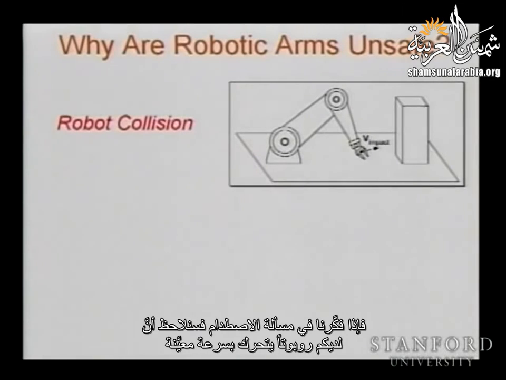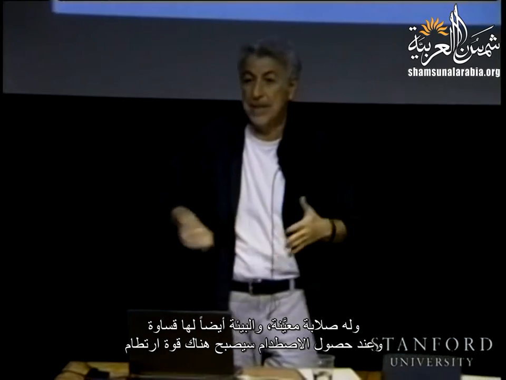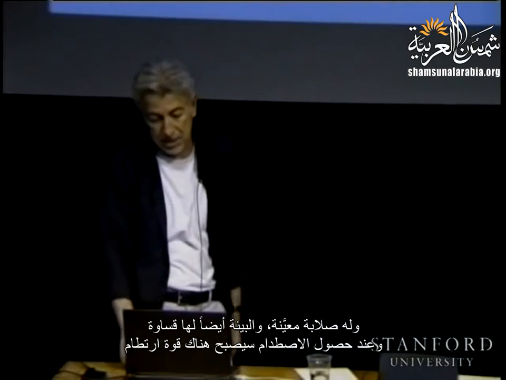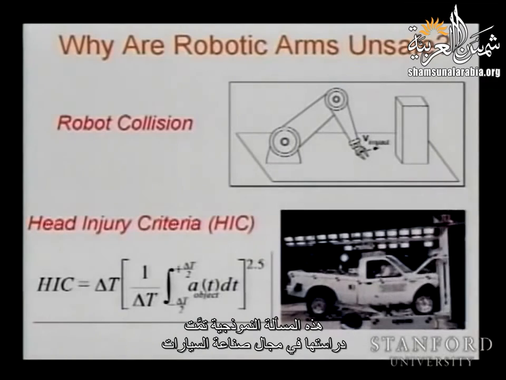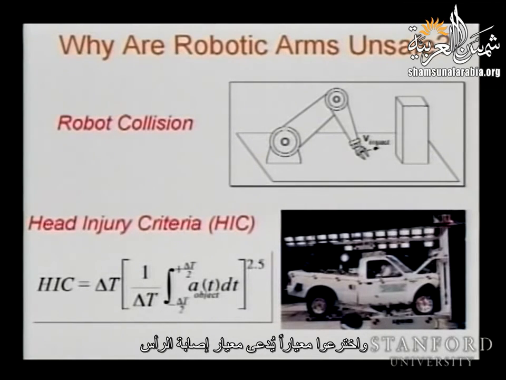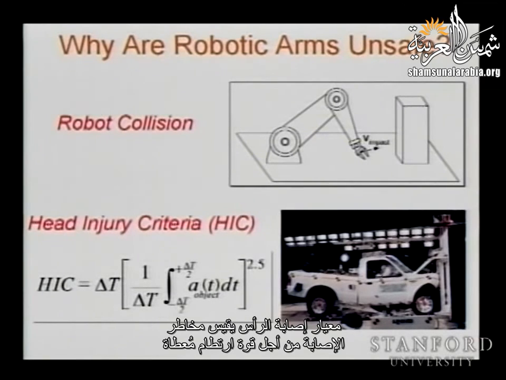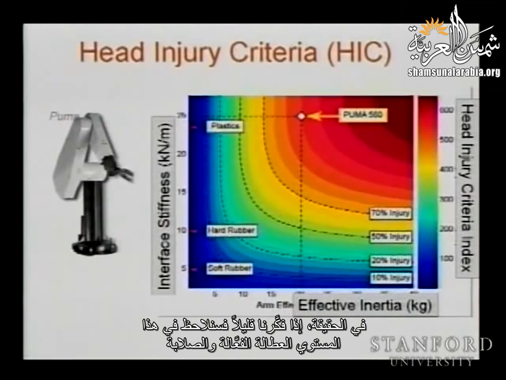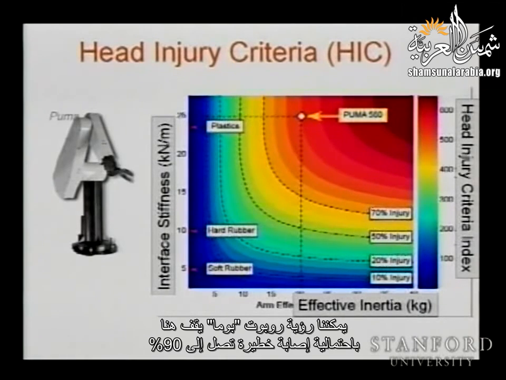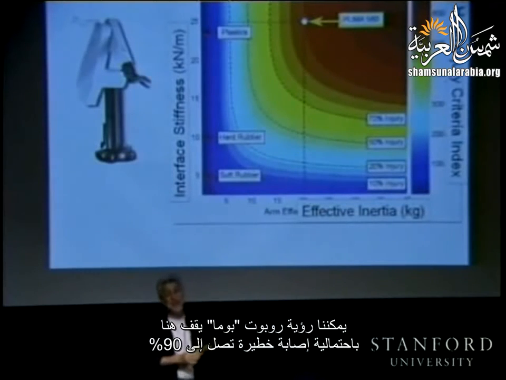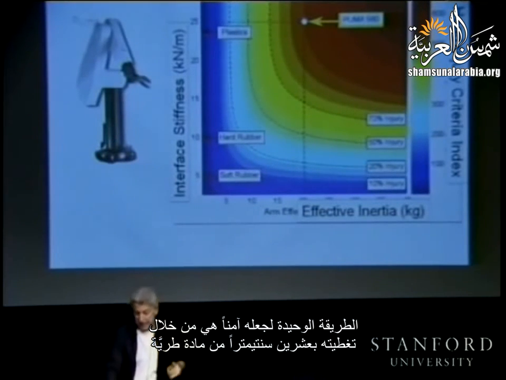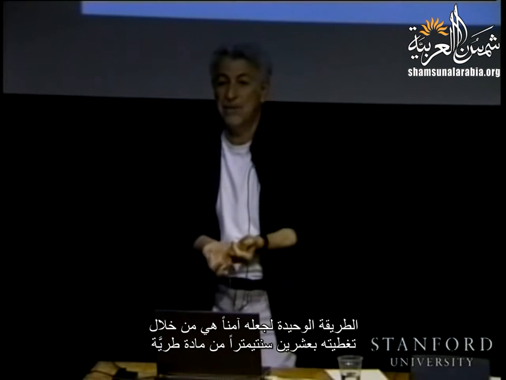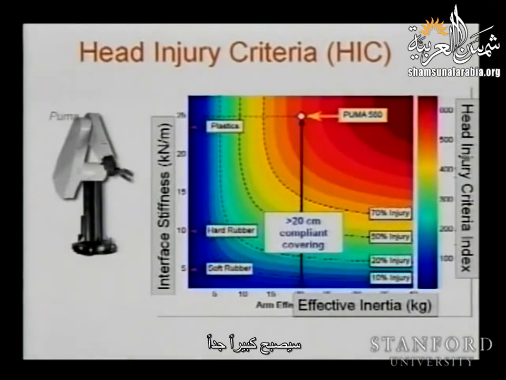So if we think about the problem of collision, essentially you have a robot moving at some speed. It has some stiffness, the environment has some stiffness, and when you have a collision, you are going to have an impact force. This typical problem was studied in the automobile industry, and they came up with a criterion called the head injury criterion. The head injury criterion measures the risk of injury given the impact forces. In fact, if you think about it, in this plane where we are looking at the effective inertias and the stiffness, we can see that a Puma robot is sitting here at almost 90% risk of serious injury. And the only way you can make it safe is by covering it with almost 20 centimeters of compliant material. So I don't know, it will be really, really big.